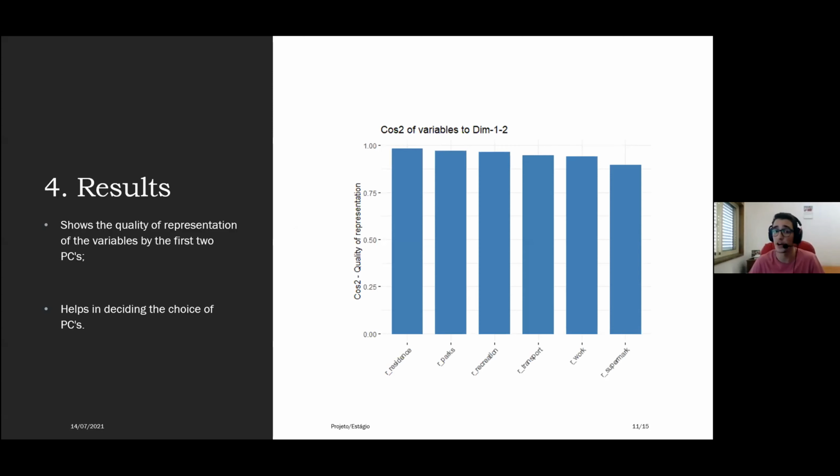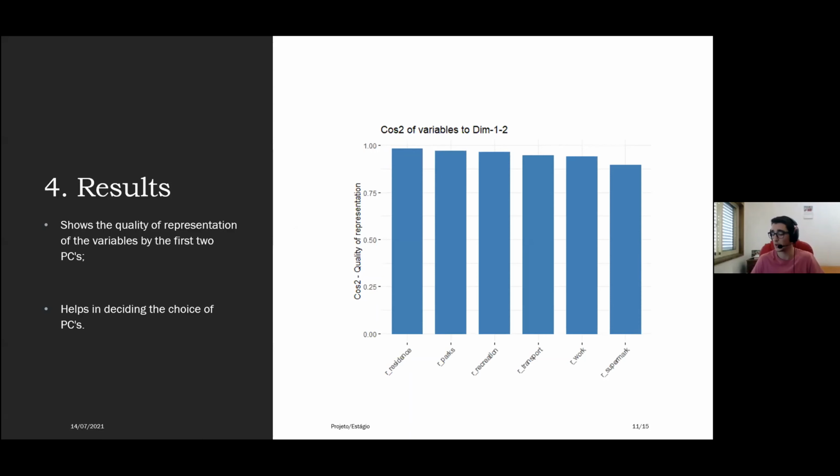The next result we got was this graphic. It shows the quality of representation of the variables by only the first two principal components. As we can see, they are extremely well represented by only these two principal components. And so it helped us a little bit in the deciding process.